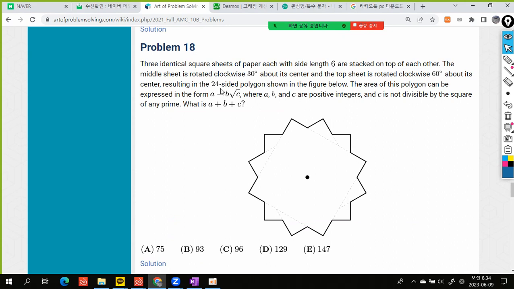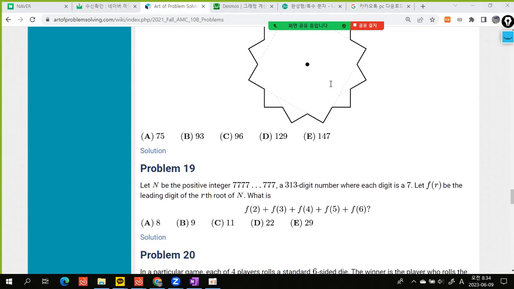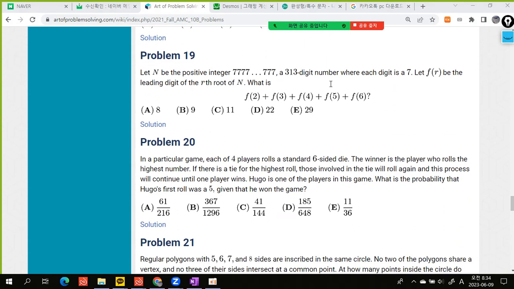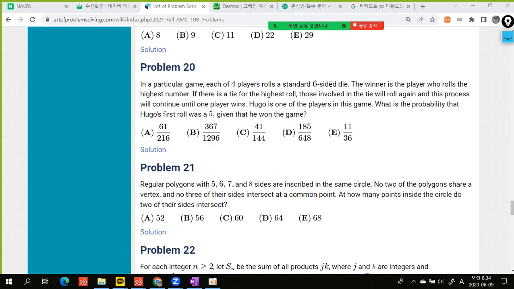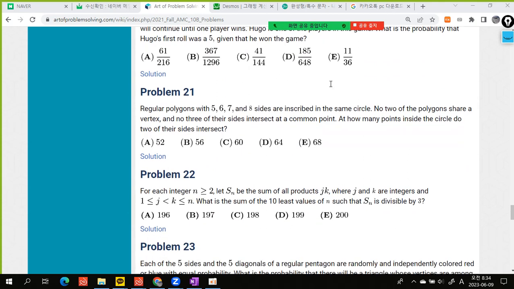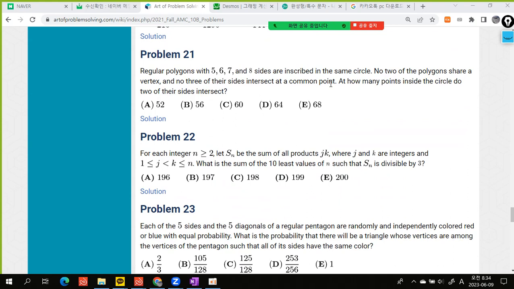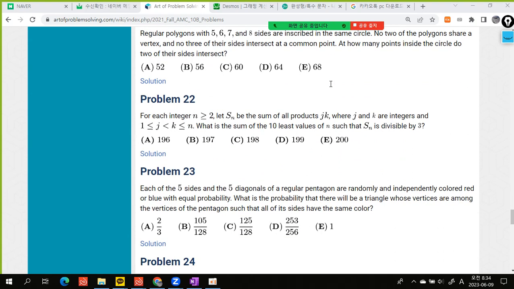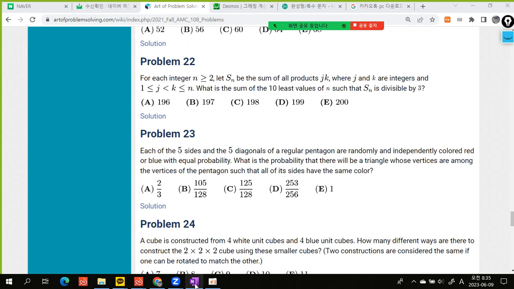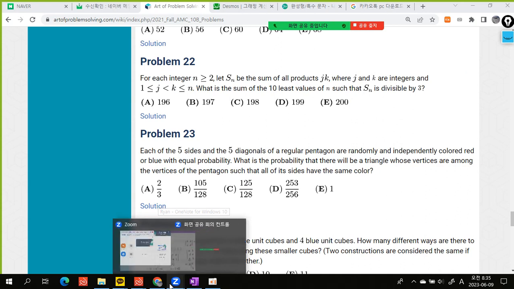Yeah, so we solve number 18. So let's start with the 19. Yep, this one is difficult. Let me see.